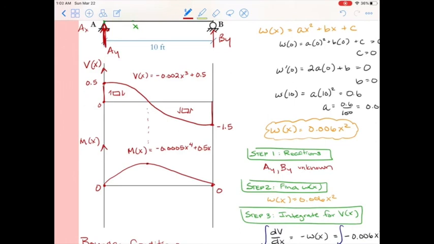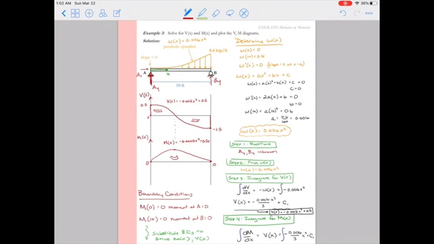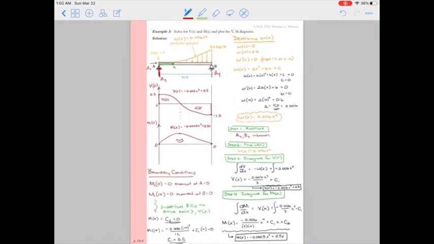I'll put in, this is the max. You could solve the V of x equation to find x: set V of x equal to 0, solve for x, and plug that in. You could get that value. But that pretty much sums up how to use the method of integration.